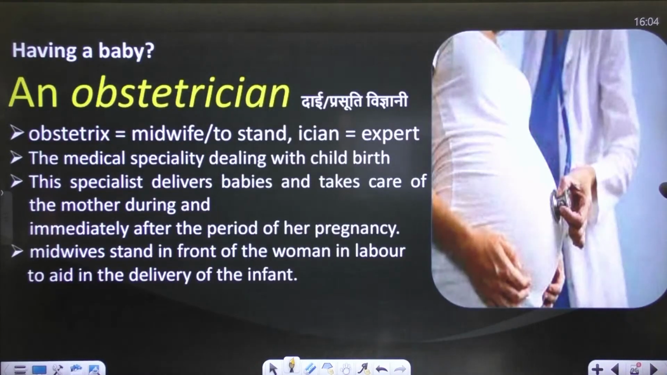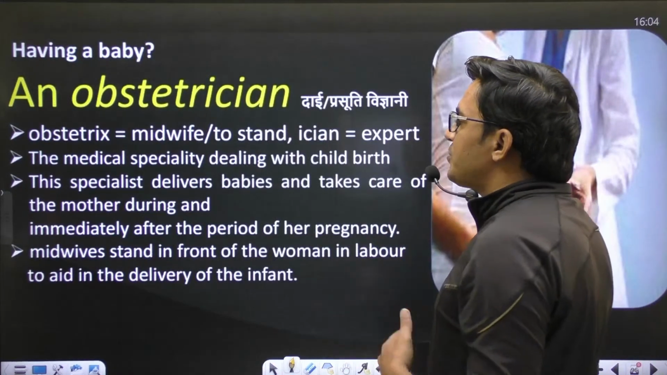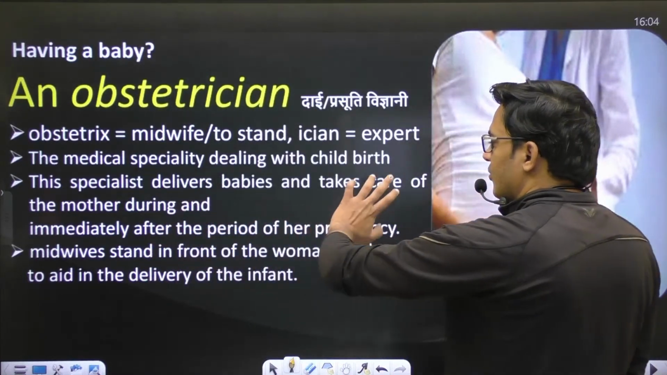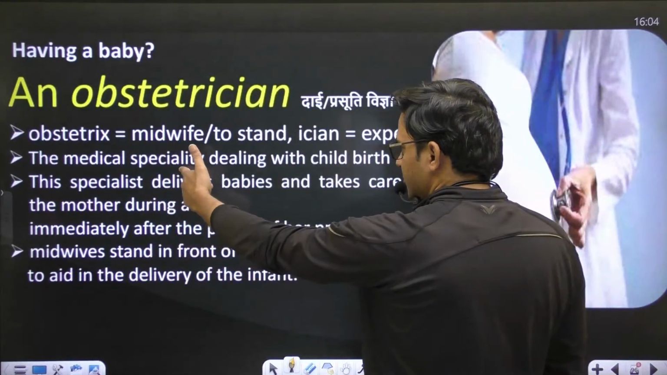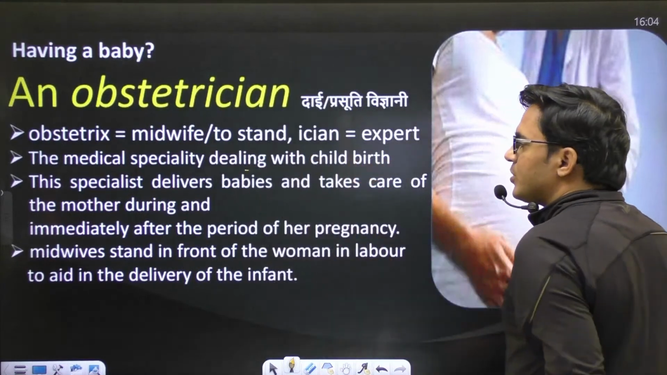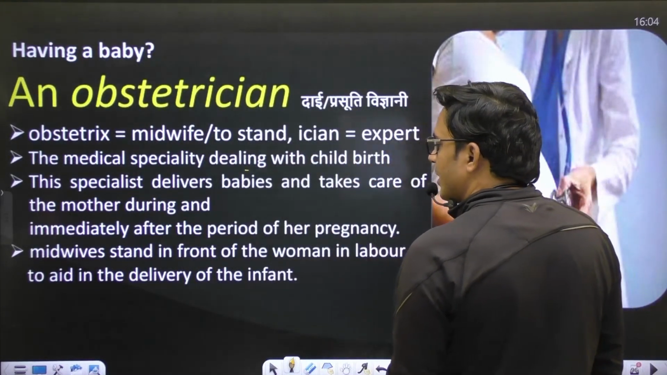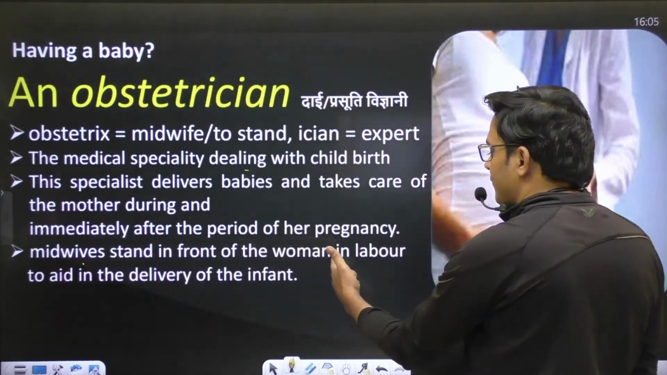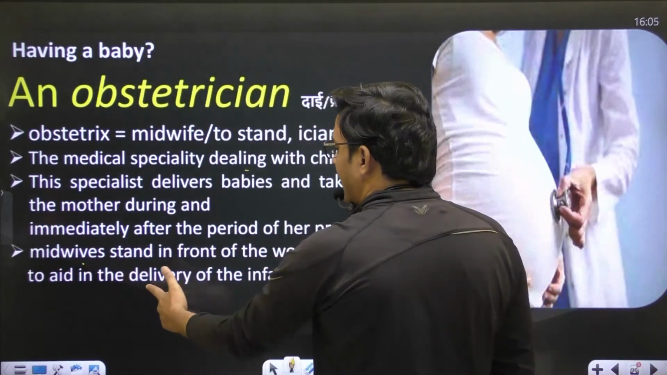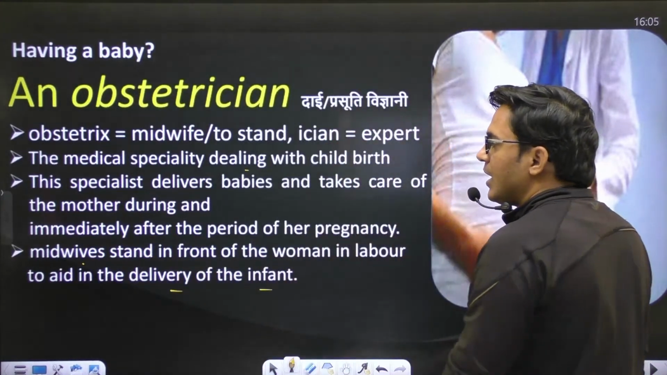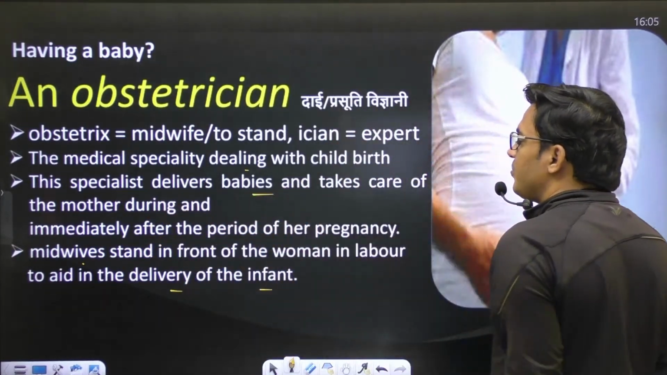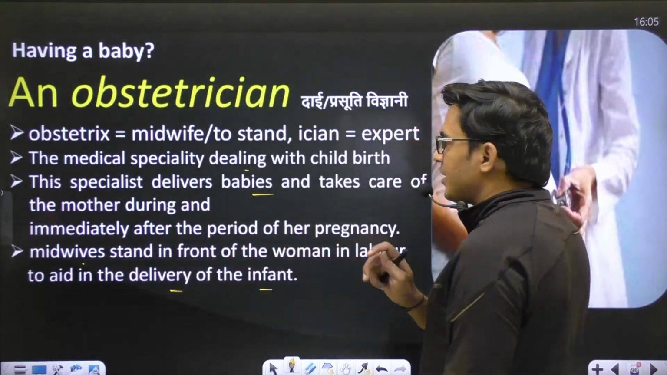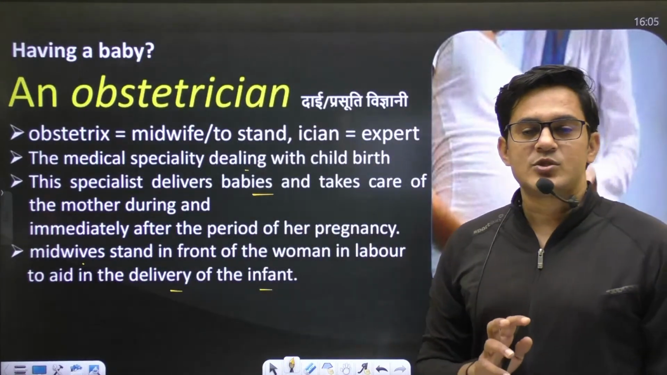The next word was obstetrician, and an obstetrician is a person, one who specializes in dealing with childbirth, or you can say a midwife, who stands in front of the woman in labor to assist the delivery of the infant, right? This specialist delivers babies and takes care of the mother during and immediately after the period of her pregnancy. So you know about this word obstetrician.